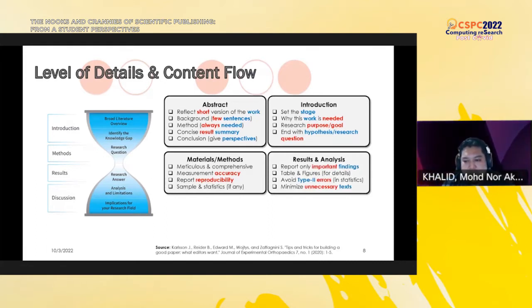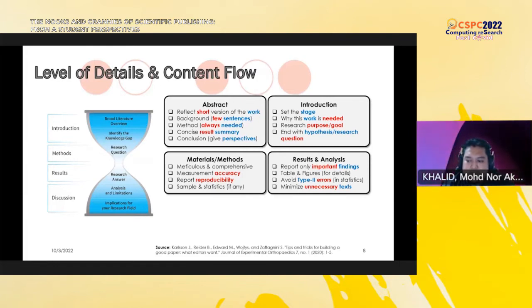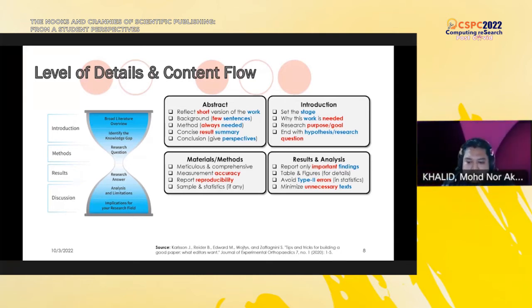And then your result analysis, this is where you report your finding. Sometimes you use figure and table for details. At this point, if you use statistics, you try to avoid type 2 error, meaning false positive, I think. And at this point, you try to minimize unnecessary text, meaning you're just describing what your result is and what the table and figure are showing. That's it. Don't go further than that.